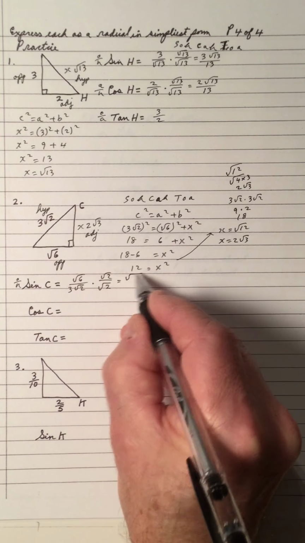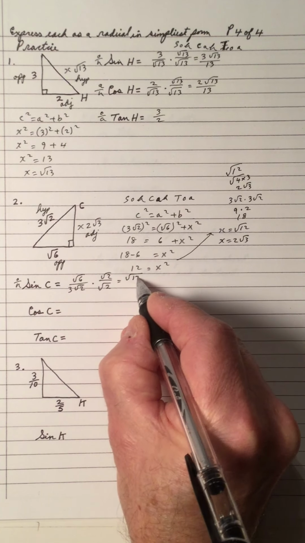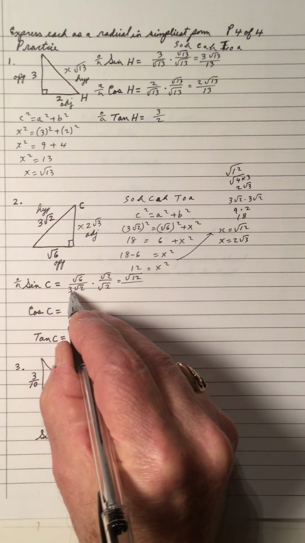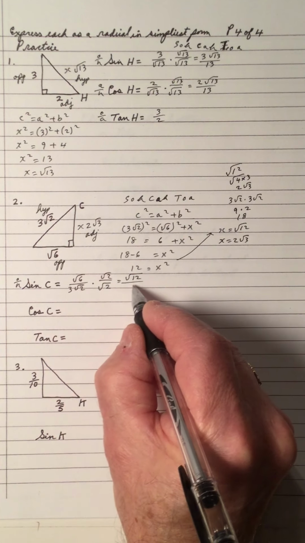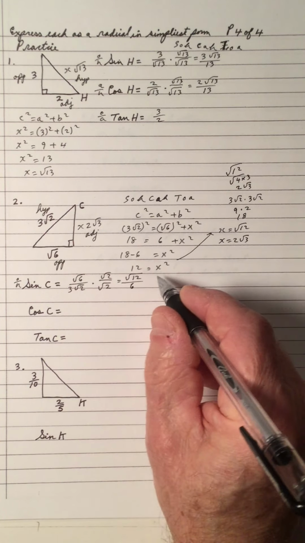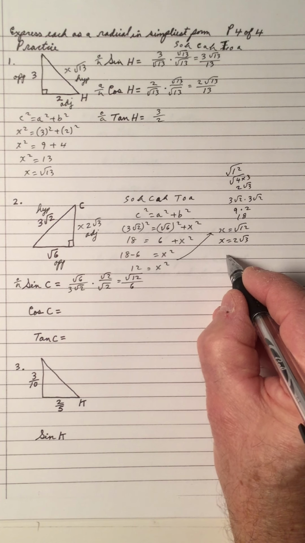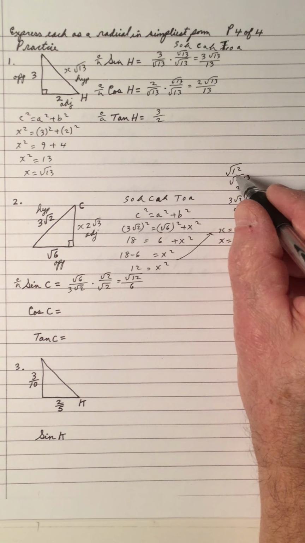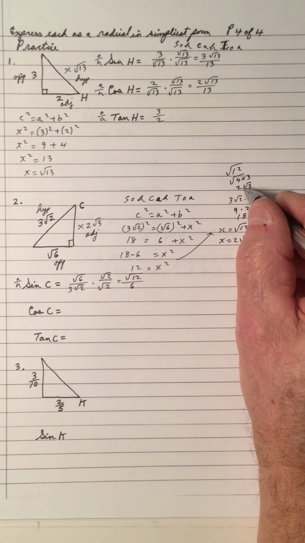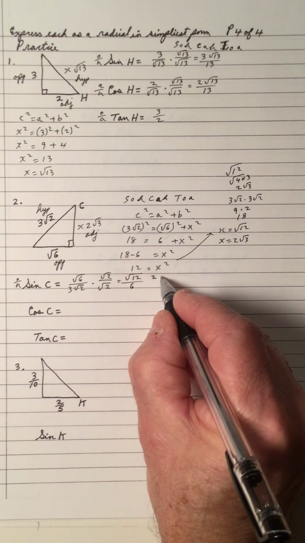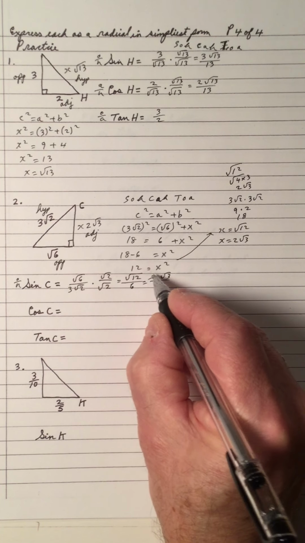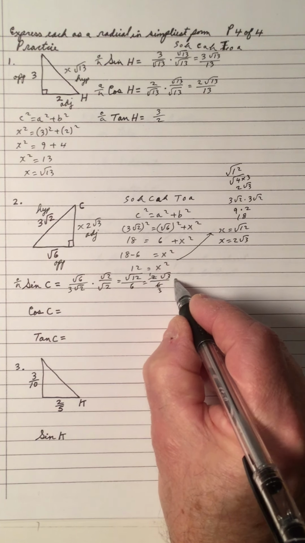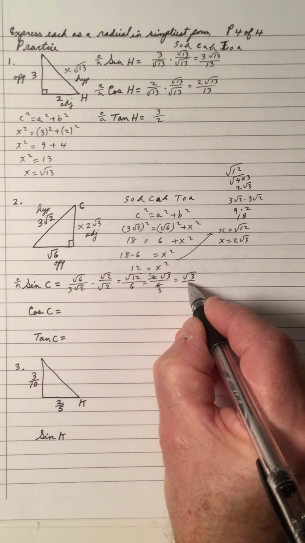That gives me root 6 times 2, root 12. And root 2 times root 2 is 2, 3 times 2 is 6. But we've got to simplify root 12. Root 12 is 2 root 3. So 2 root 3 over 6. 2 and the 2 goes once, 2 and the 6 goes 3, so that works out to be root 3 over 3.